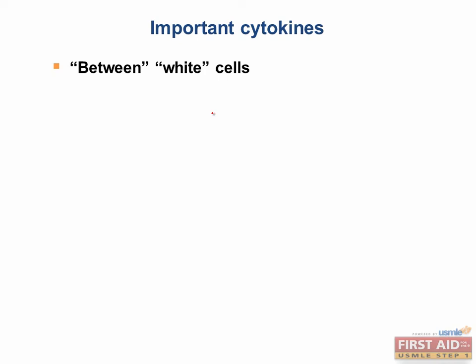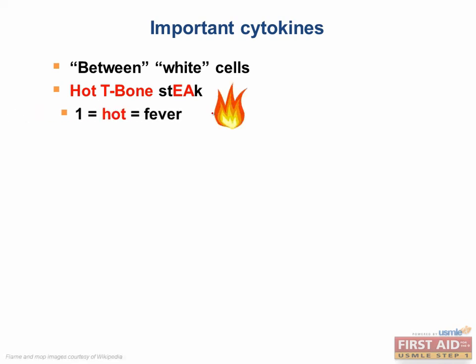The first 5 can be remembered using this helpful mnemonic, hot T-bone steak. Sounds kind of silly, but it's actually a very helpful way to remember them. So the first one, interleukin 1, you can think of hot for fever because it makes you hot. How does it do this exactly? Well, where's your thermal regulatory center? In your hypothalamus, right? So it actually releases prostaglandin E2 in your hypothalamus and makes you hot.